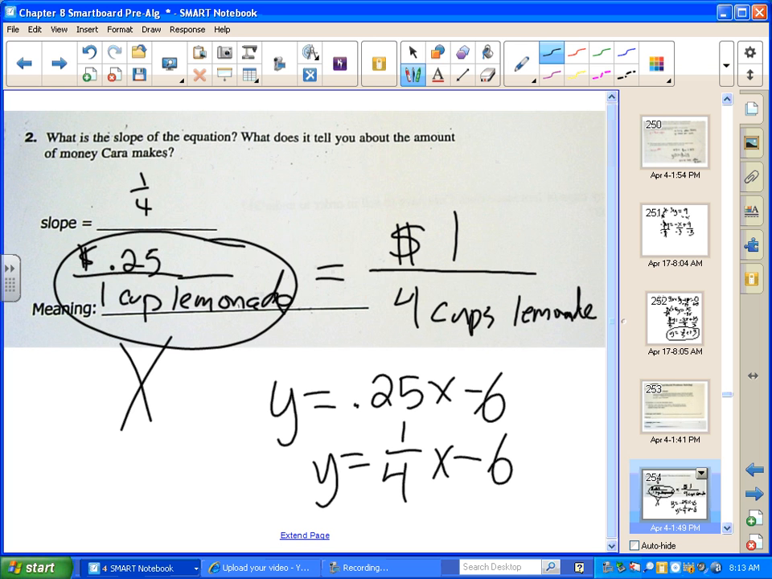And secondly, do you understand how to convert 0.25 to 1? Okay. All right, we okay with that first page of the lemonade problem? This is a good worksheet for your Chapter 8 test. Okay, flip over.